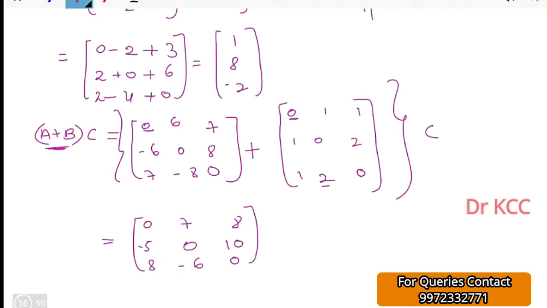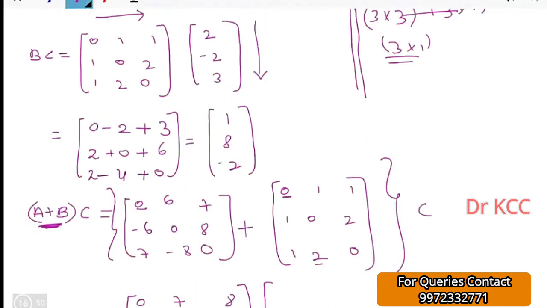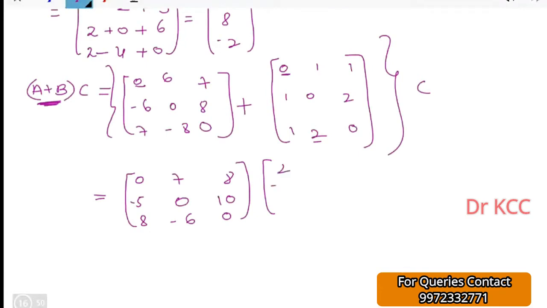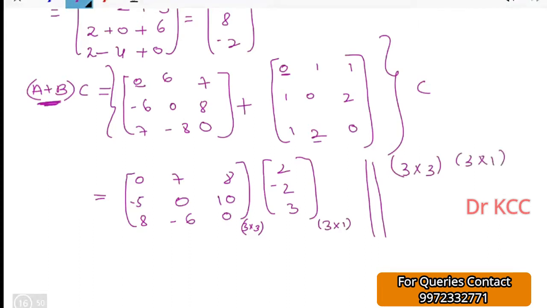Then multiply that with whom? C matrix. Now what is C matrix? 2, 2, minus 2, minus 2, 3. Now we'll work out with the orders. Order of this matrix is 3 cross 3. We are multiplying with 3 cross 1. So when 3 cross 3 is multiplied with 3 cross 1, we will get 3 cross 1.